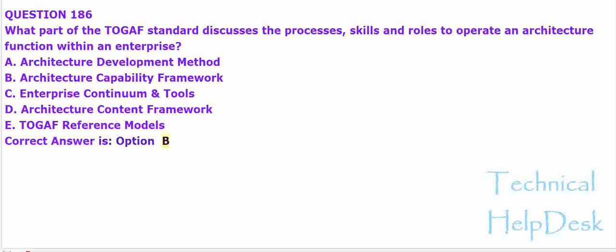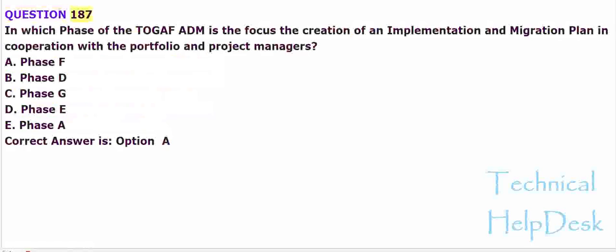Question 187. In which phase of the TOGAF ADM is the focus the creation of an implementation and migration plan in cooperation with the portfolio and project managers? A. Phase F. B. Phase D. C. Phase G. D. Phase E. E. Phase A. Correct answer is option A.